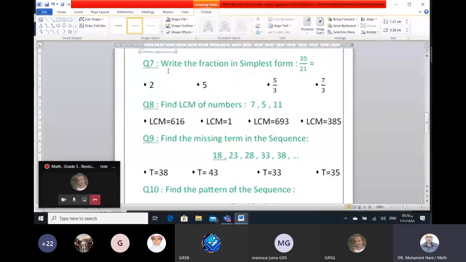The question now: write the fraction in simplest form. We have 35 over 21. What is the right form? 2 or 5 or 5 over 3 or 7 over 3? 5 over 3. What's your name? Mike. Okay, Mike, thank you.